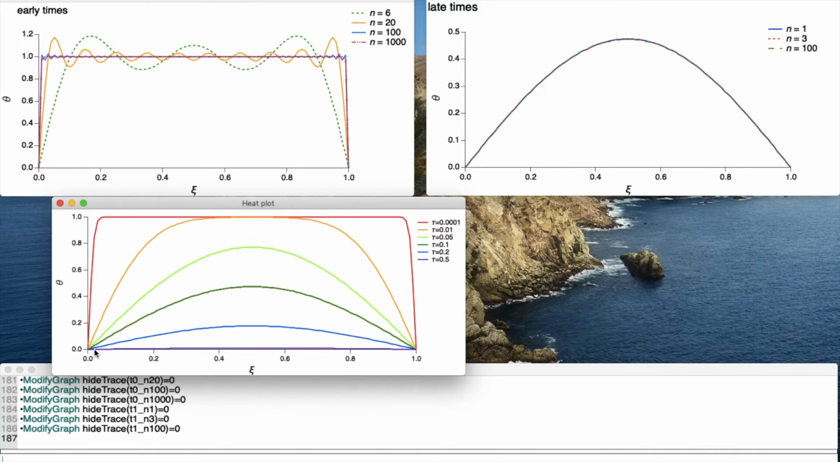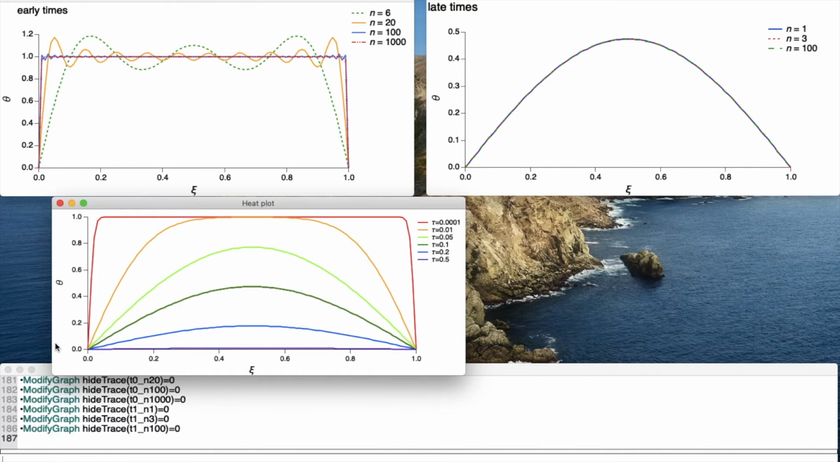And we also see that at early times, the curve is much less smooth, and at later times, it starts to smooth out. It almost looks parabolic, and then it just collapses into a straight line because at equilibrium, the temperature is going to be constant across the entire rod. So that's how the solution evolves in time.